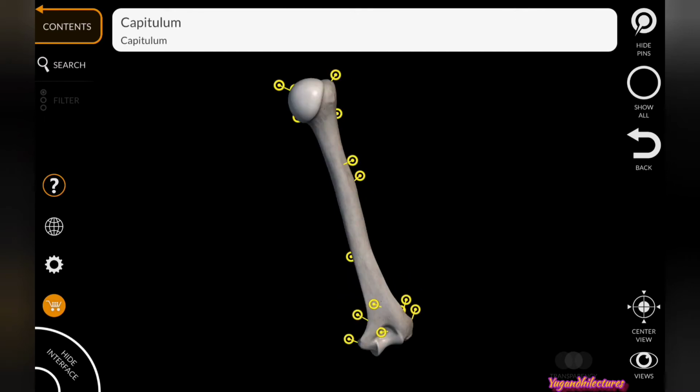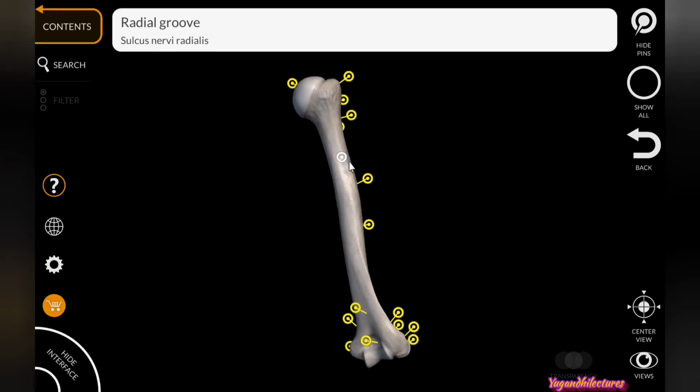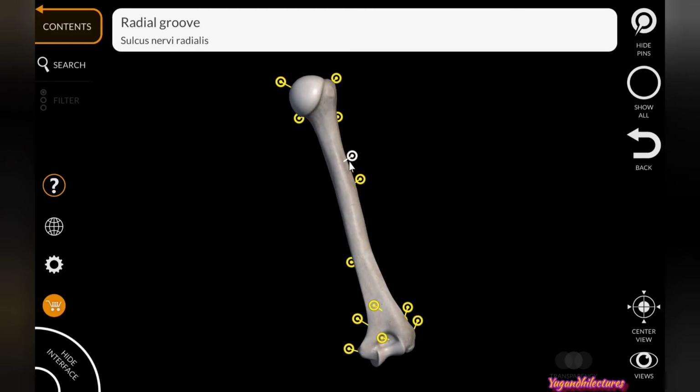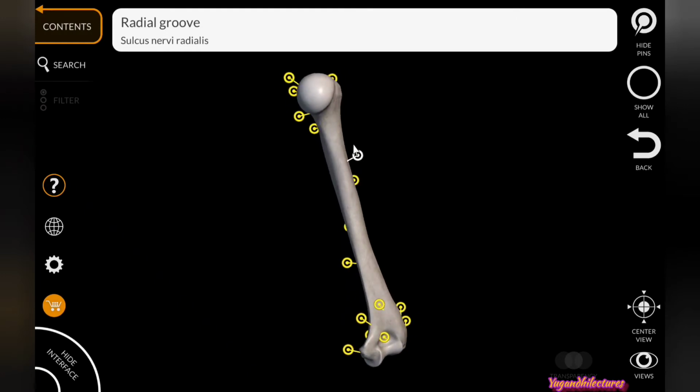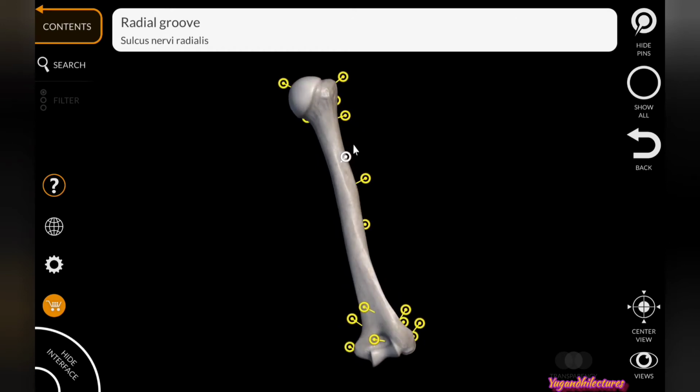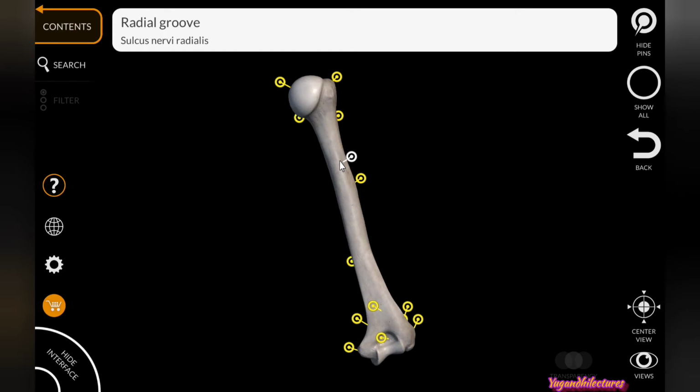This is the posterior surface of the humerus. So you can see the radial groove. So below that, the medial head of the triceps brachii originates from both the medial and lateral intermuscular septum, and also the area below the radial groove, and that area is somewhat triangular in shape. So the medial head of triceps brachii arises from the posterior surface of the humerus, below the radial groove, and also from both intermuscular septa, that is the medial and lateral intermuscular septum.